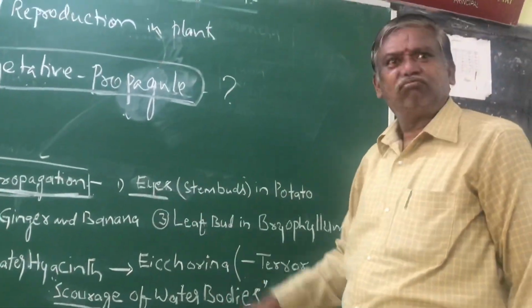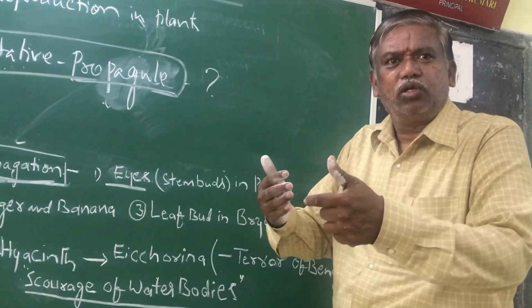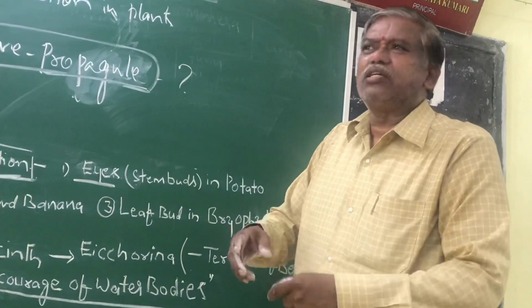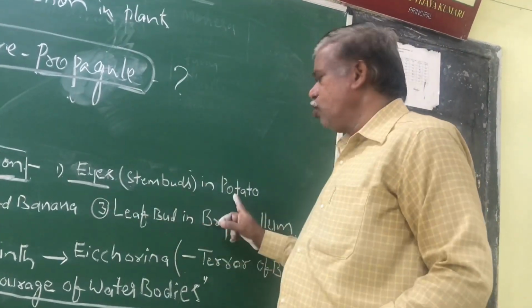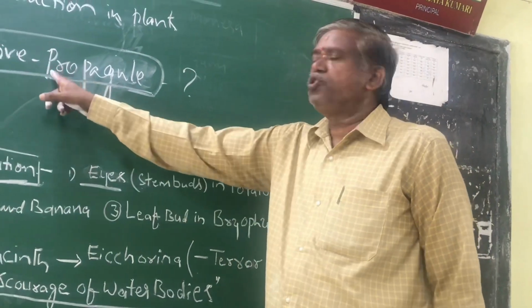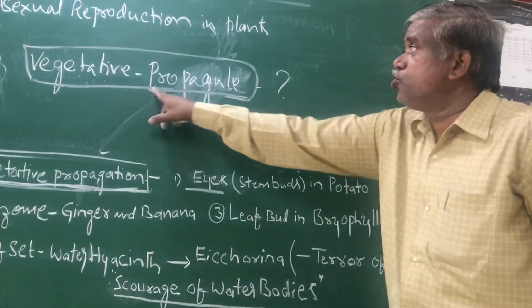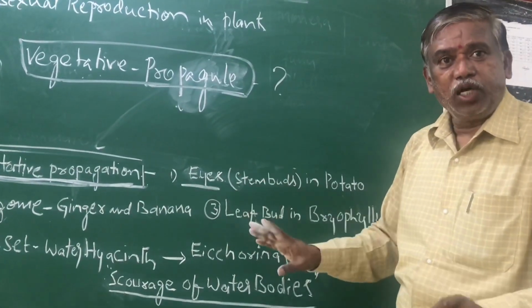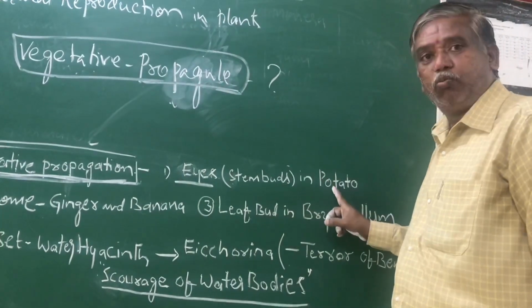What is an eye in potato? If you understand this concept, you can answer in multiple ways. See, what are eyes in potato? Eyes are vegetative propagules. Sometimes the question is to name the vegetative propagule in potato: eyes. Eyes are vegetative propagules in potato.